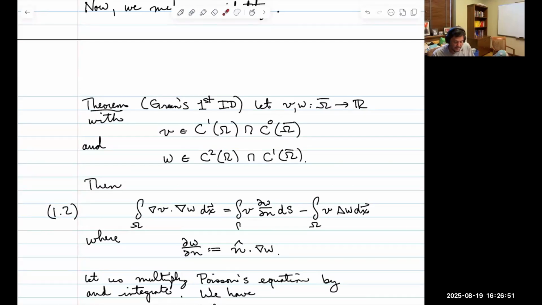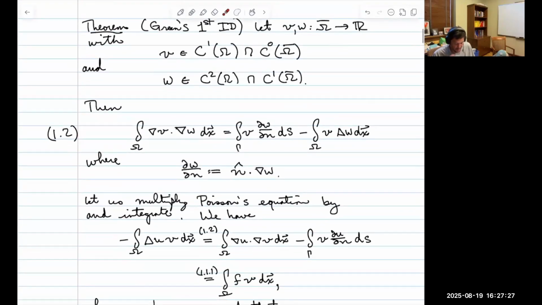So V and W are functions that take every point in this closed set omega bar and assign a real number to them. So that's how we're thinking about these as scalar functions over two-dimensional domains. And we're going to assume about V that it's a C1 function over the open set omega and a C0 function over the closed set omega bar. W has slightly more regularity in both respects. It's a C2 function over the open set omega and a C1 function over omega bar.